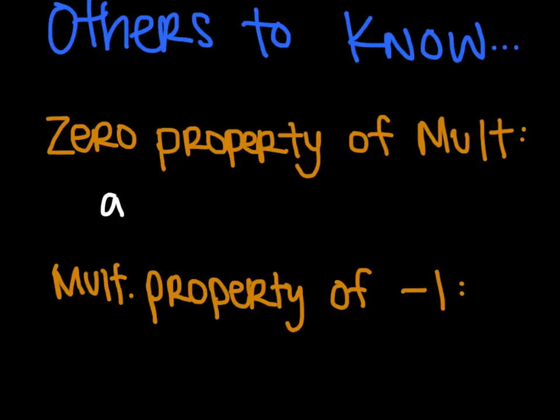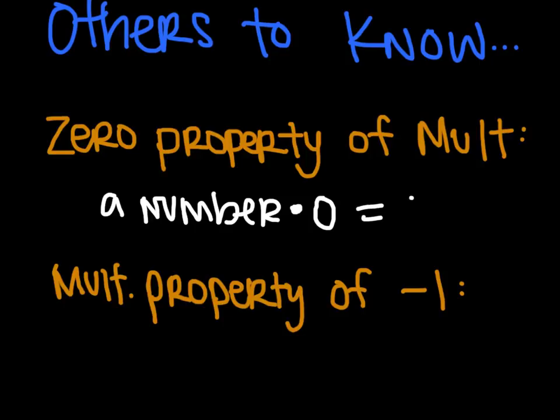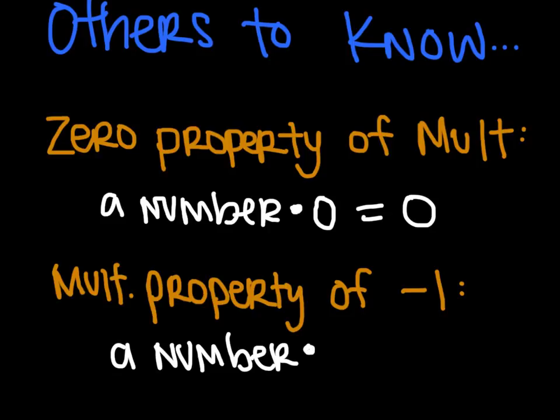Others to know would be the 0 property of multiplication, and that's when you have a number multiplied by 0, and your answer is going to be 0. The multiplication property of -1 is you have your number, any number, and you multiply it by -1, your answer is going to be the opposite of your number.